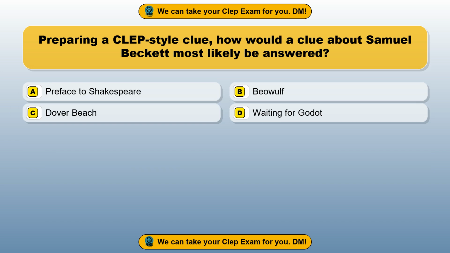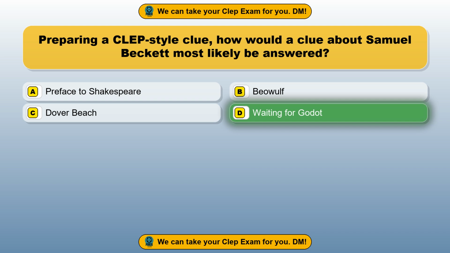Question 58. Preparing a CLEP-style clue, how would a clue about Samuel Beckett most likely be answered? Option A, Preface to Shakespeare. Option B, Beowulf. Option C, Dover Beach. Option D, Waiting for Godot. The correct answer is option D, Waiting for Godot.